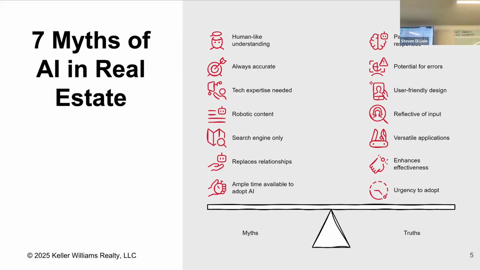Myth number 2, AI is always right. It's not. We've beaten that one up. Number 3, tech expertise needed. You don't need to be techie to use AI. In fact, all of them are built for non-techie people. If you can type, if you can talk, you can use AI. That's all you need to know how to do. Talk or type. Both is better. That's it. It's very conversational.